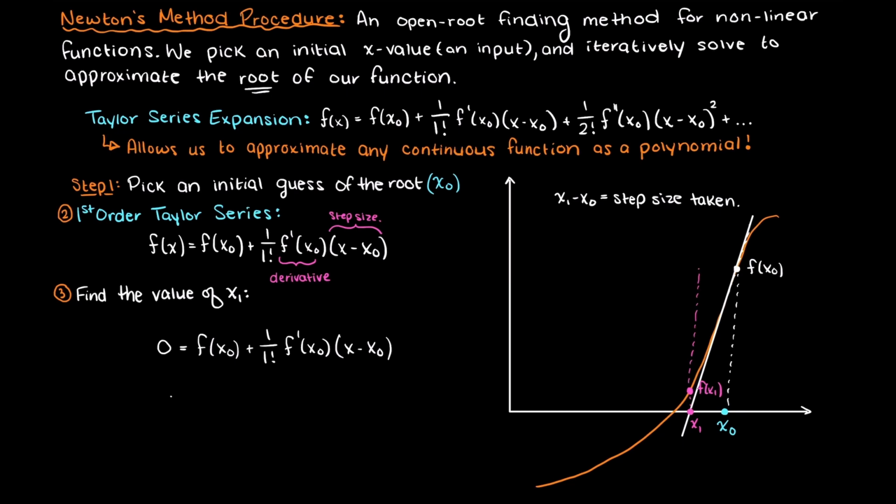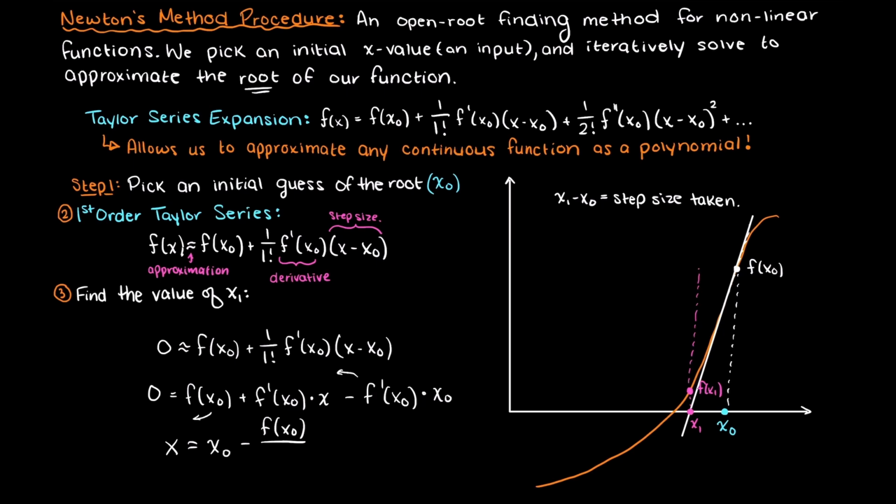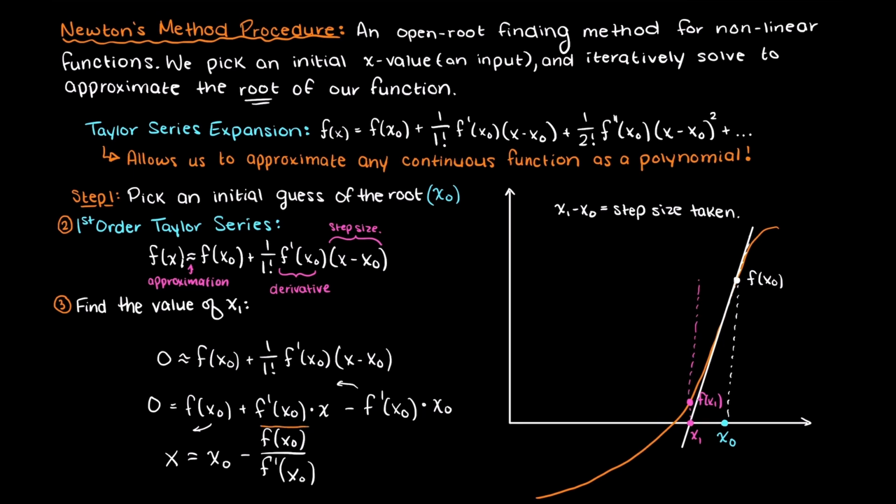Beginning with our first order Taylor series approximation, we set our output to 0. Then, expanding our derivative and the step terms, we can isolate our function for the input that gives us an output of 0. So, doing so results in the equation which is the base of Newton's method. So, if you've seen this equation before and didn't know where it came from, well, now you know.